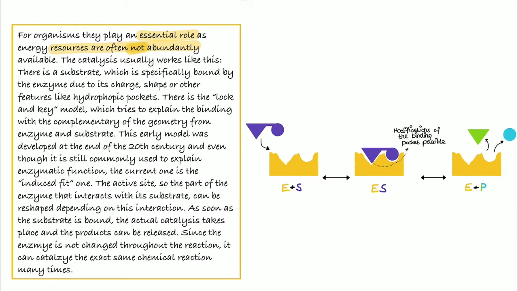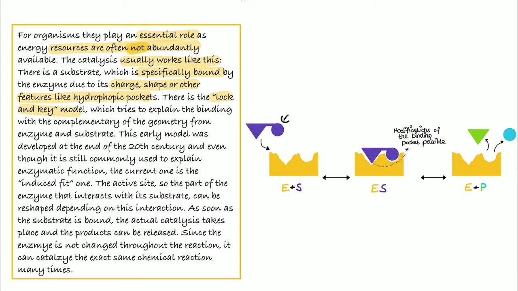The whole process usually takes place like this. We've got a substrate which is specifically bound by an enzyme, and this can happen due to its charge, shape or other features like hydrophobic pockets. Hydrophobic means that it doesn't like water. Here are two models. You might have heard or you might have learned the lock and key model.